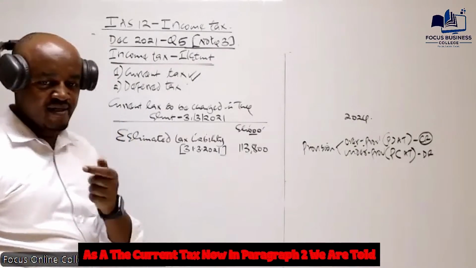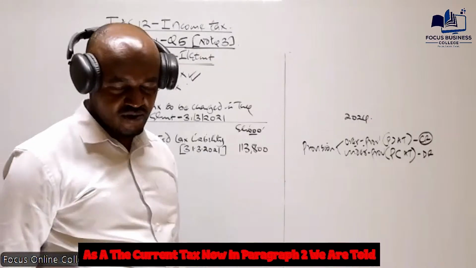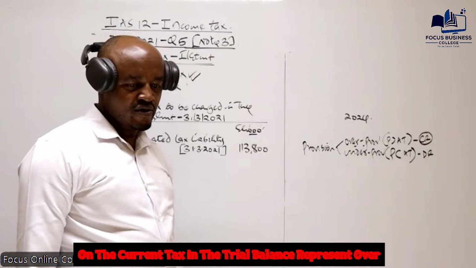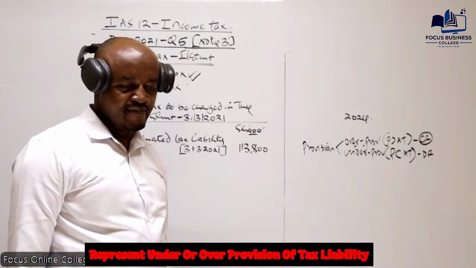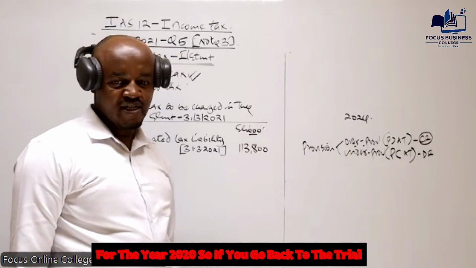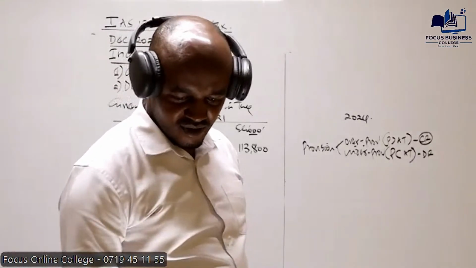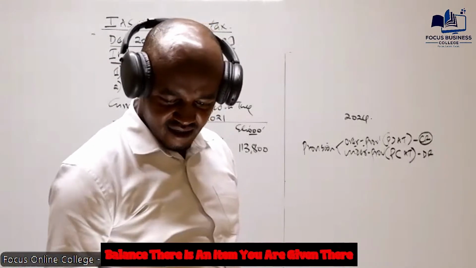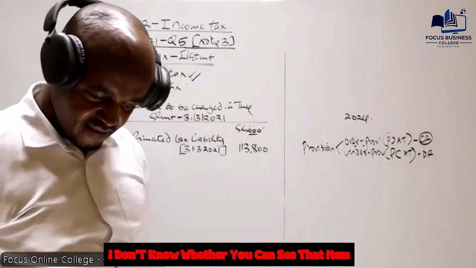As the current tax. Now, in paragraph 2, we are told that the balance on the current tax in the trial balance represents under or over provision of tax liability for the year 2020. So if you go back to the trial balance, in the trial balance there is an item we are given there of current tax. I don't know whether you can see that item.